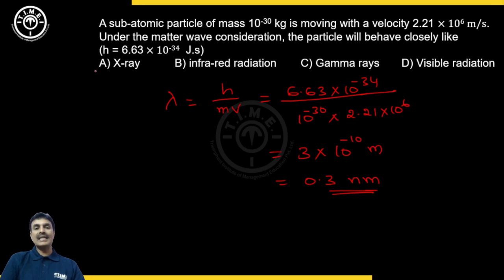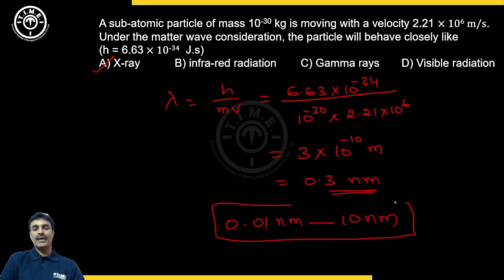That is clearly X-rays, because for X-rays, the wavelength ranges from 0.01 nanometer to 10 nanometer. This is the wavelength range of X-rays. Now 0.3 nanometer is falling within this range. So clearly it is X-ray.